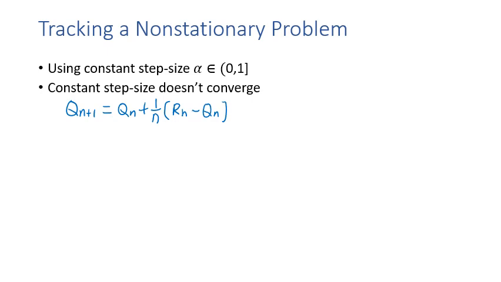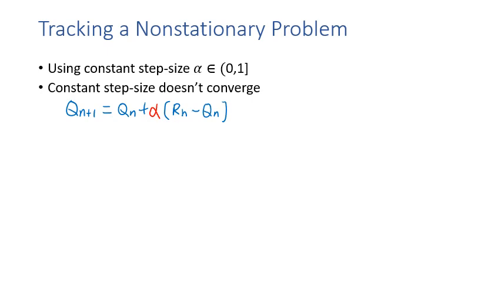However, this formula is only suitable for a stationary problem, which means the environment is static and the reward probability never changes. This assumption is unrealistic. In practice, the environment is dynamic and always changing. So how can we track a non-stationary problem? In fact, it's very simple. We can use a constant step size alpha. This trick is simple and effective.